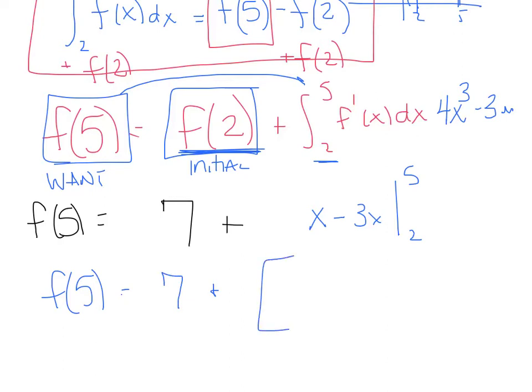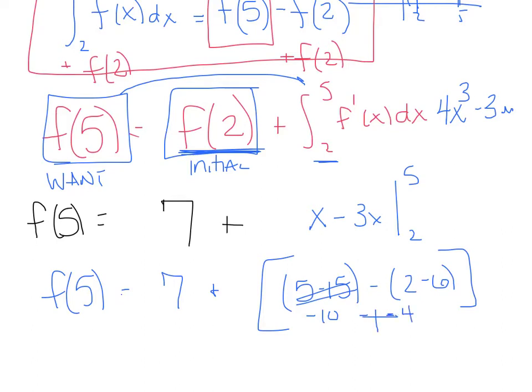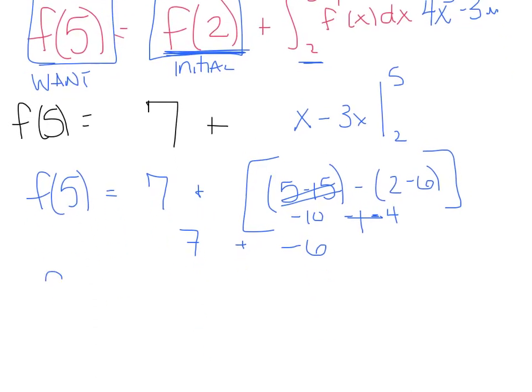All right, I need to do upper minus lower. So I'm going to go 5 to the 4th minus 15, minus 2 to the 4th minus 6. 5 minus 15 is negative 10, minus 2 minus 6 is negative 4. So that gets me an addition sign there. So I get a negative 6 plus 7 equals f of 5. So f of 5 equals 1.